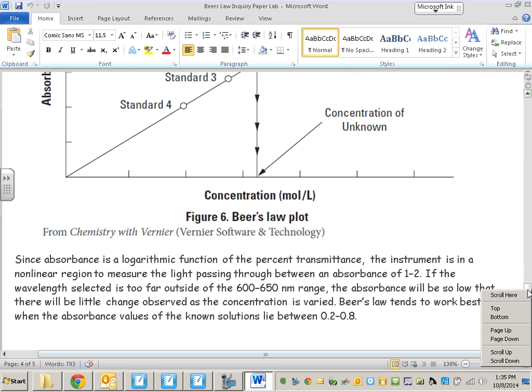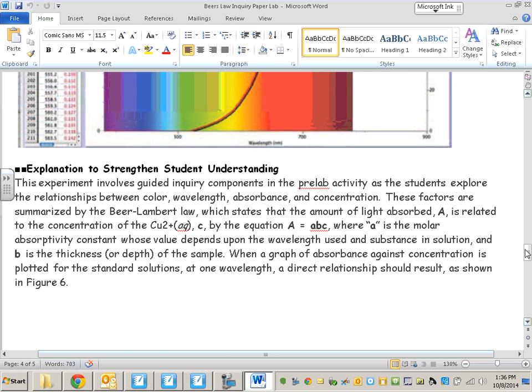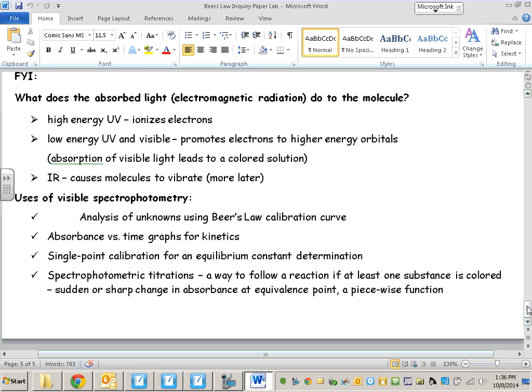Okay, so this right here is a little bit more reading on Beer's law. I'll let you guys do that. This right here is the graph we just talked about. We commonly will do concentration versus absorbance, but absorbance also can be written as negative log of T. And this is where we'd use this. I will tell you really briefly the uses, the FYI facts.